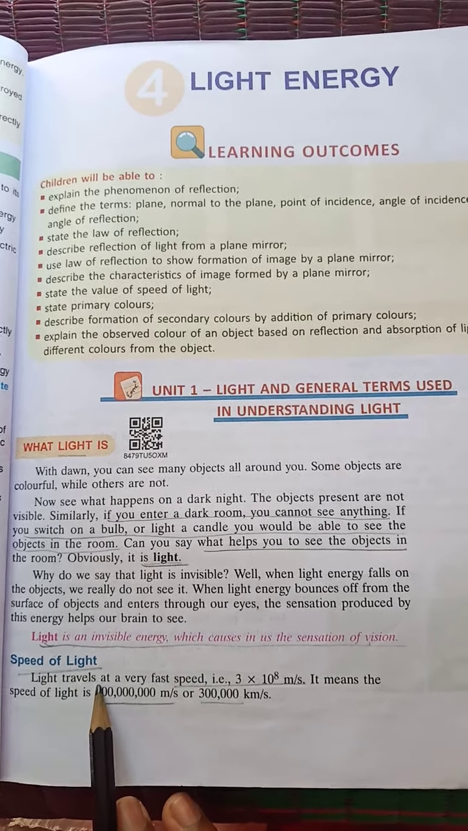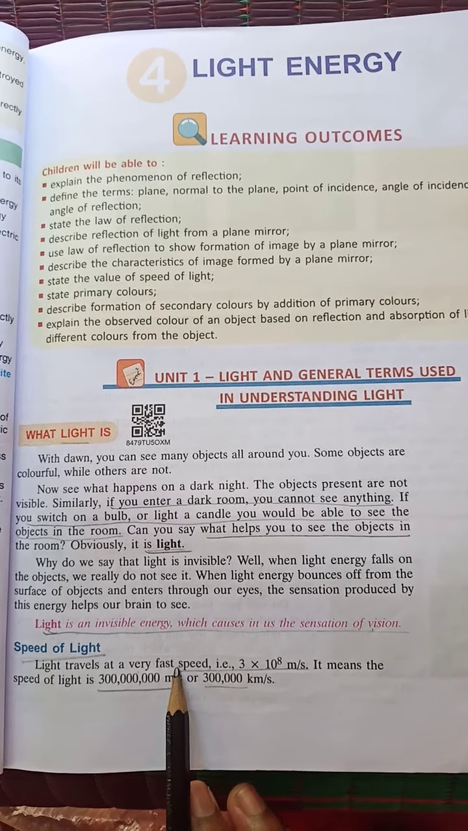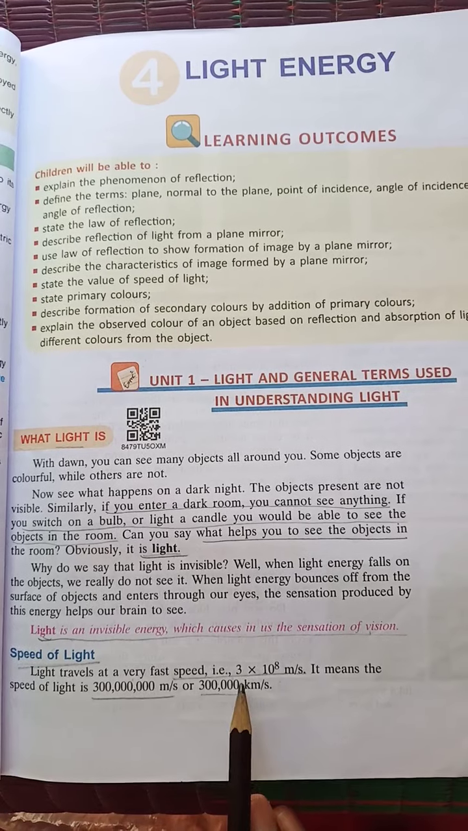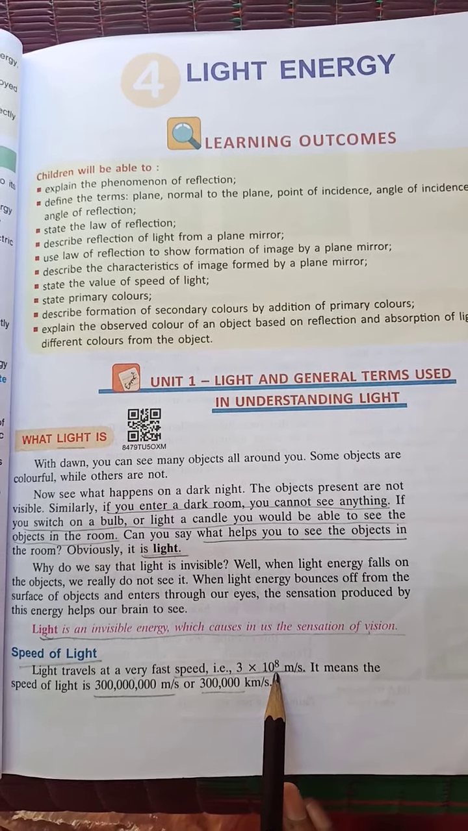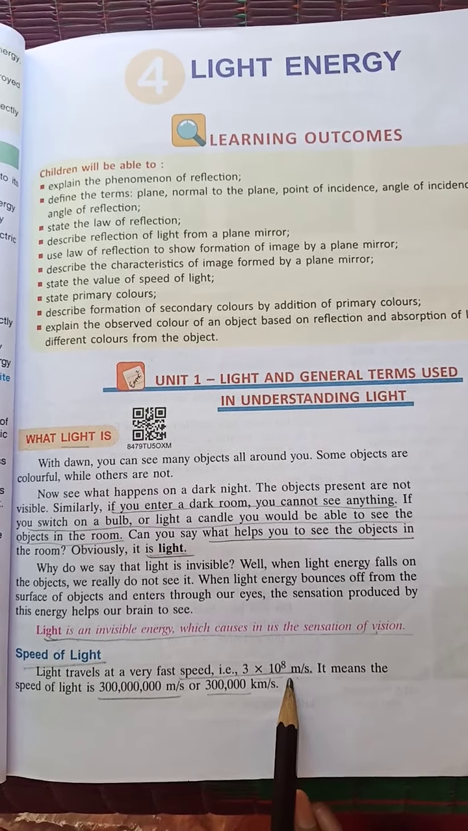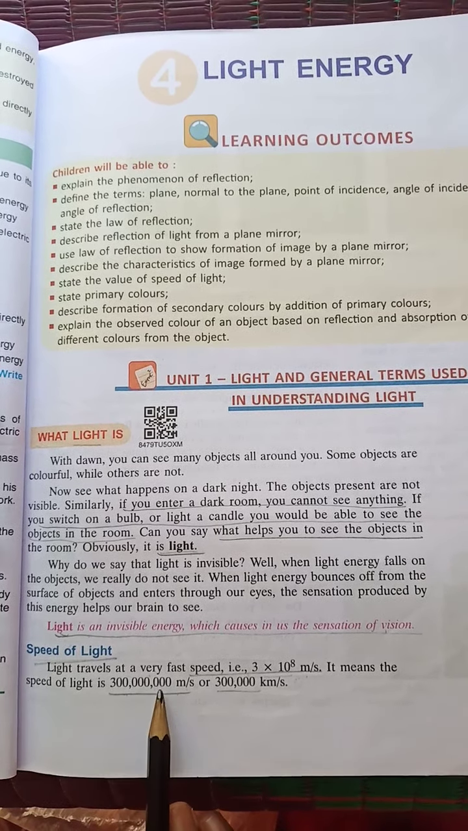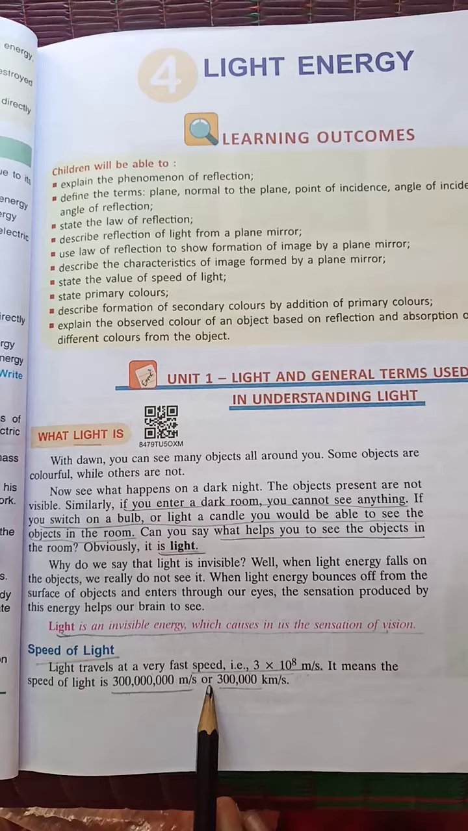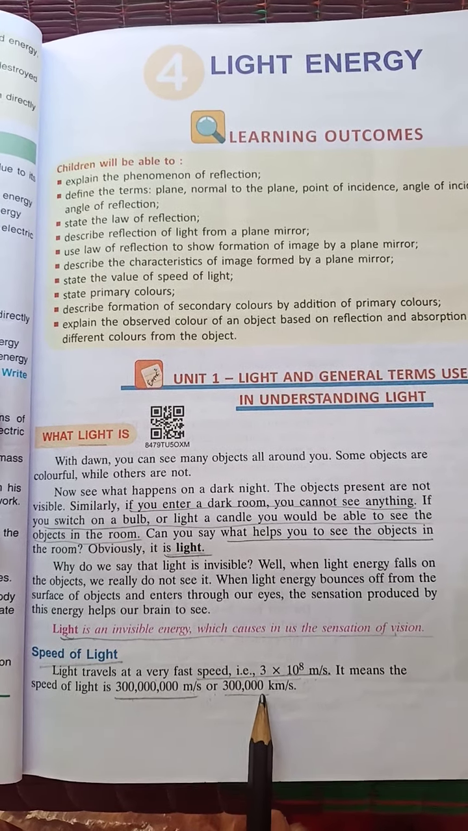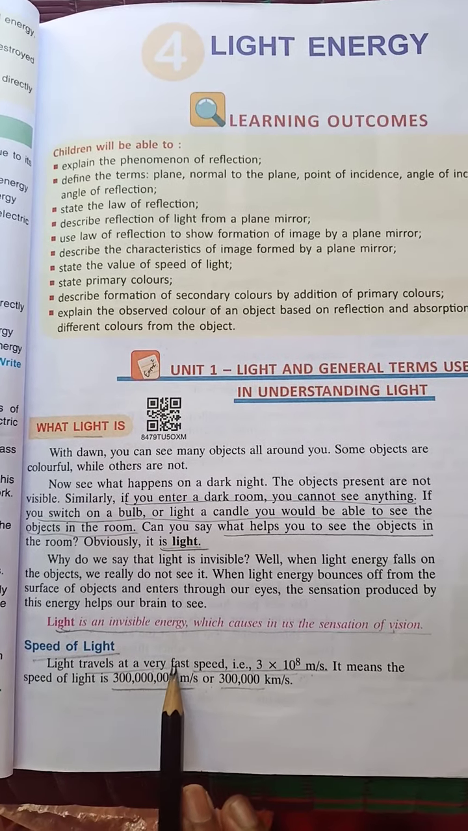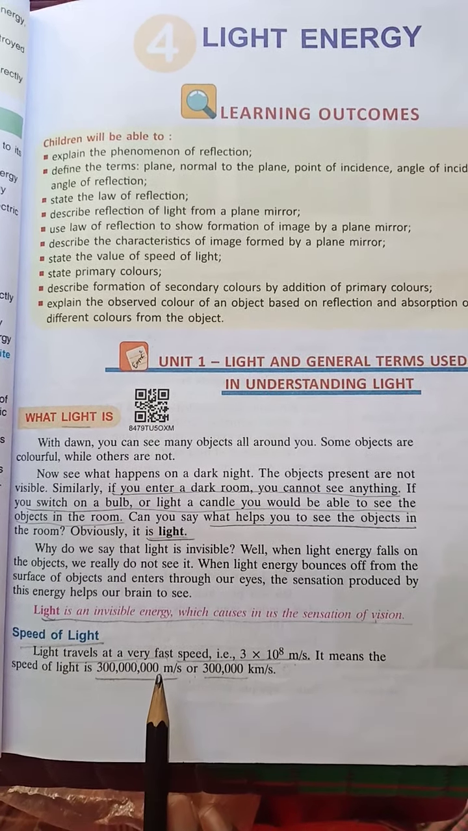Then, what is the speed of light? Light travels at a very fast speed, that is 3 into 10 power 8 meter per second. That means 300 million meters per second, or 300,000 kilometers per second. So light travels at a very fast speed.